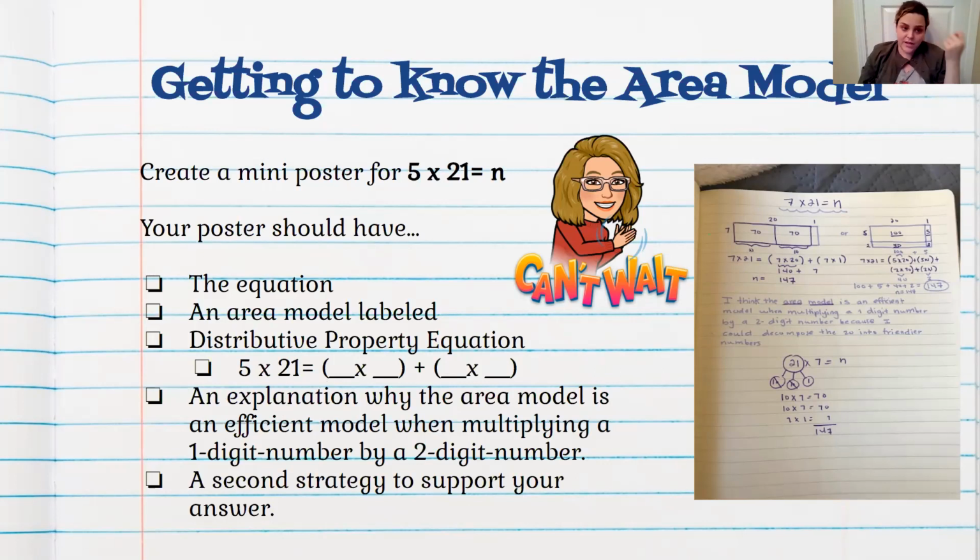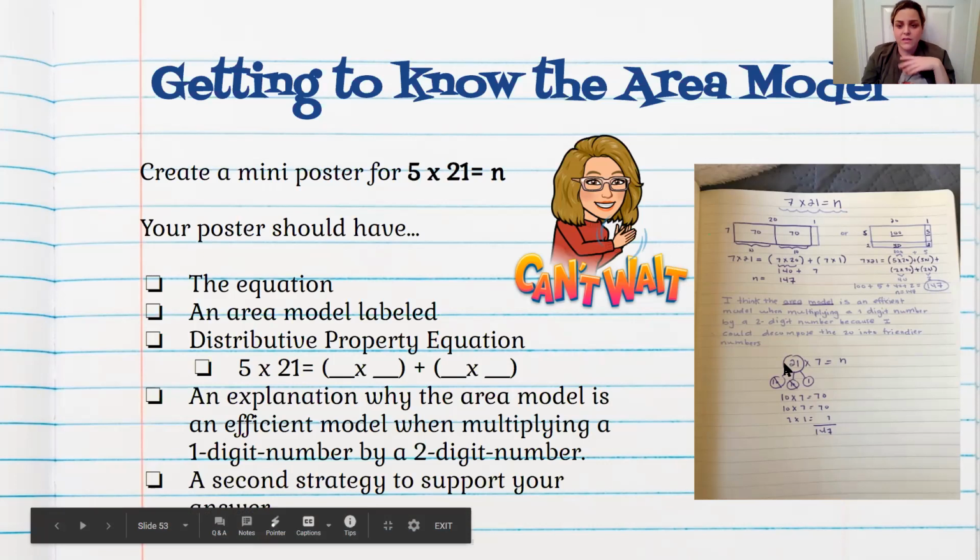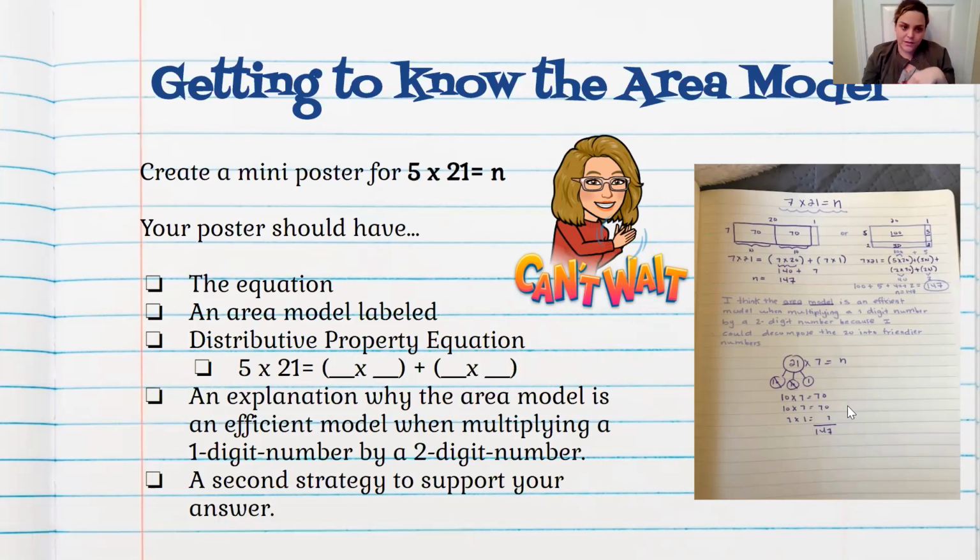Because we're trying to understand partial products, how we can get partial products to get to the total product. And I definitely need an explanation from you, an explanation why the area model is an efficient model when multiplying a 1-digit number by a 2-digit number. And lastly, you can include a second strategy to support your answer. A lot of you feel very familiar with this way of decomposing, which is basically the same as distributive property. But if you want to do it this way as a second strategy, do it, okay?